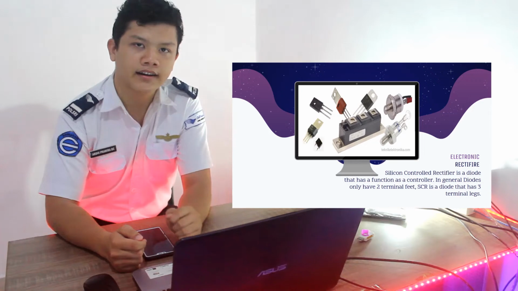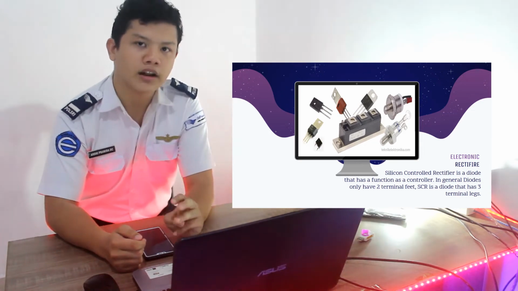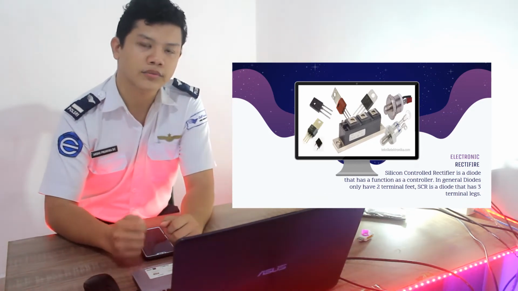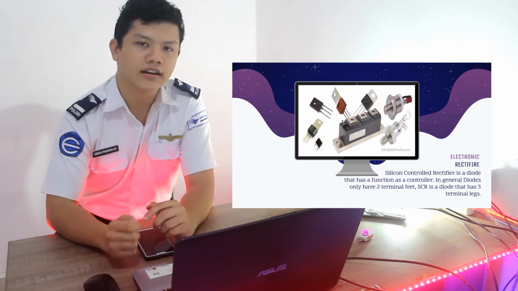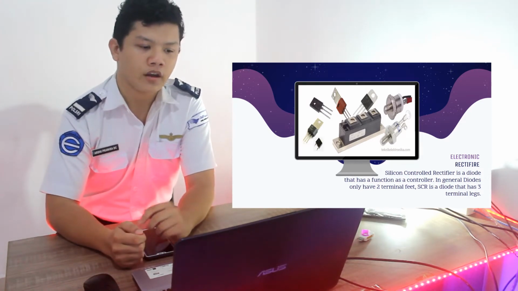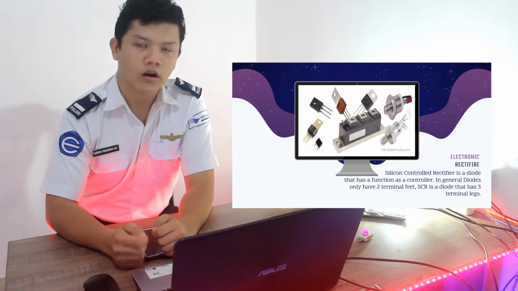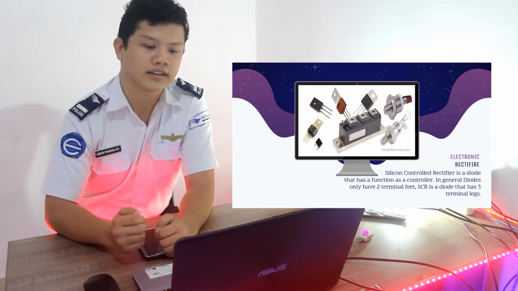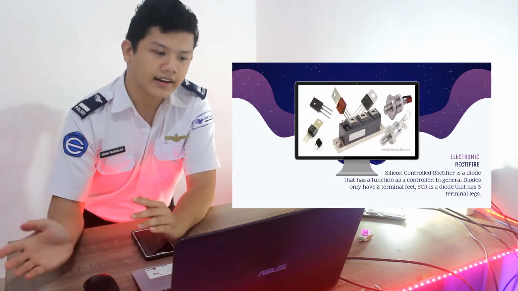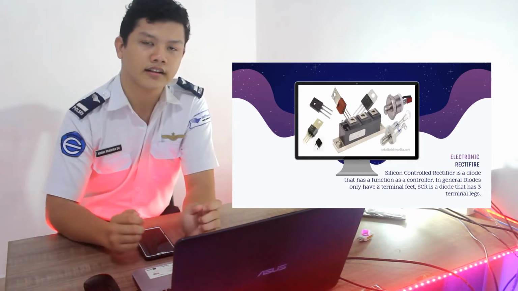An SCR is a diode that has three terminal legs. The third terminal leg on the SCR is named the gate terminal, which functions as a control, while the other legs are the same as the diode in general, the anode terminal and the cathode terminal.